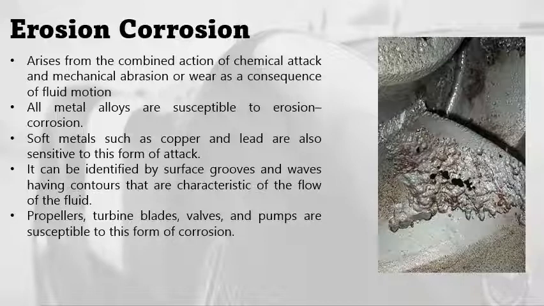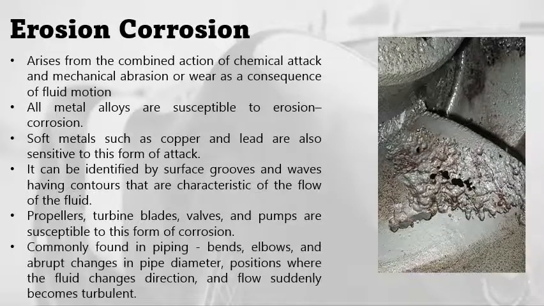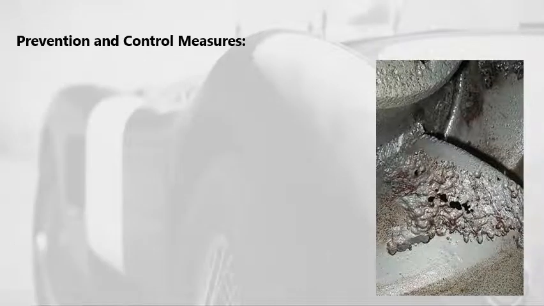Propellers, turbine blades, valves, and pumps are susceptible to this form of corrosion. It is also commonly found in piping, in areas like bends, elbows, and abrupt changes in pipe diameter, positions where the fluid changes direction and flow suddenly becomes turbulent.